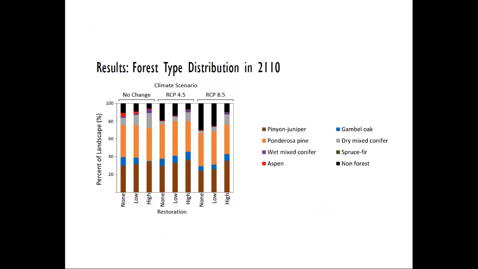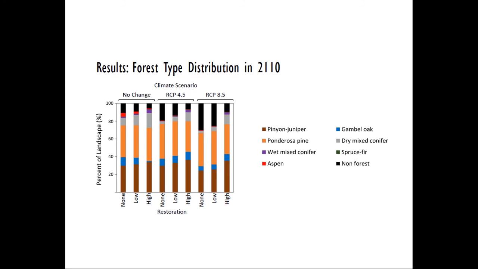So this is the result of the forest type distribution model. I know there's a lot going on here. These are the restoration scenarios. Each group of 3 bars is one climate scenario: no climate change, medium climate change, high climate change. And then each bar is no restoration, low restoration, which is the 25-year, so infrequent restoration, and frequent restoration.